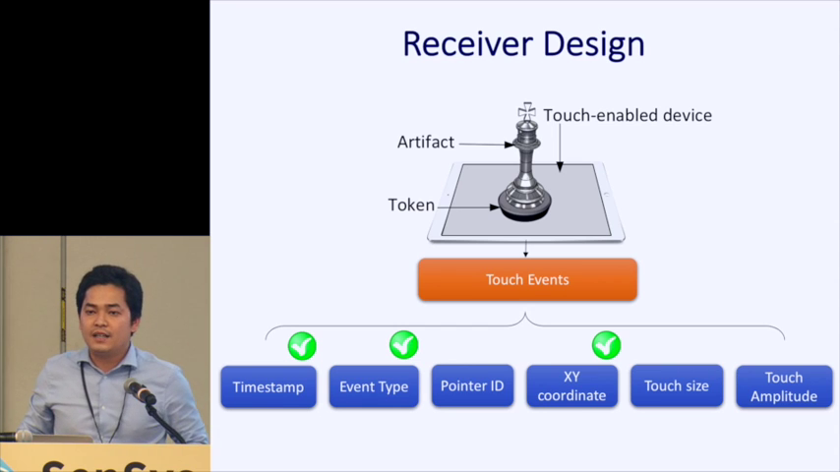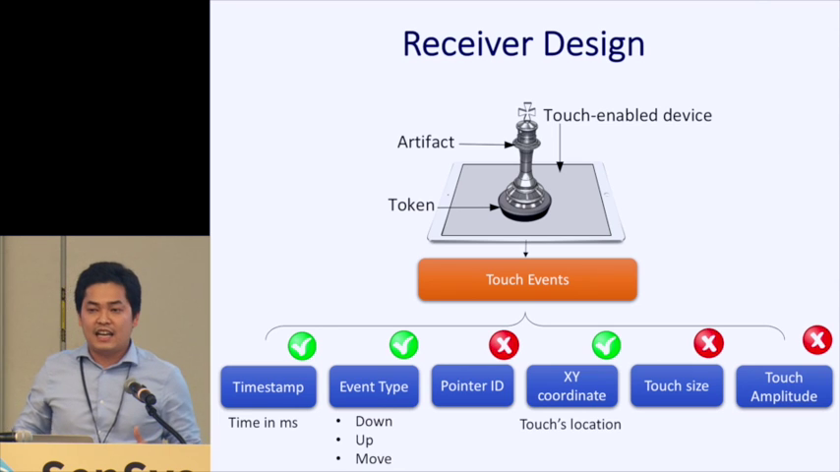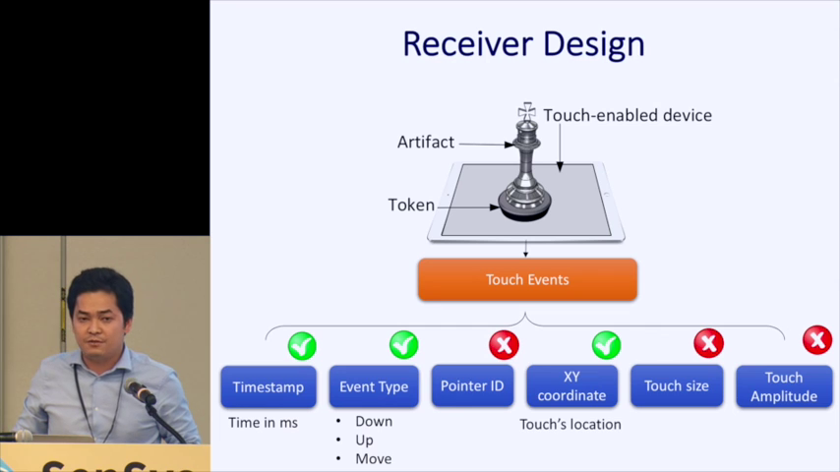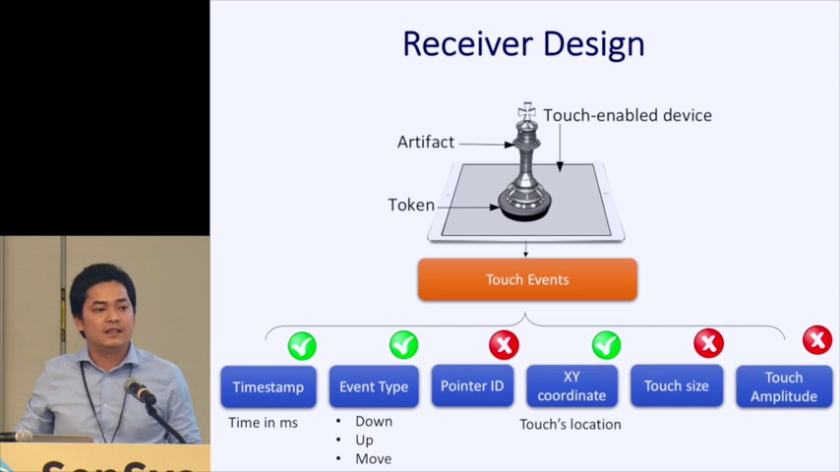But for most of the current APIs provided by iOS and Android, we can only obtain three pieces of information. The other information is not usable with the currently supported APIs. But those three pieces of information, the timestamp, event type, and XY coordinate, are sufficient for us to demodulate the bit sequence that was transmitted by the transmitter.